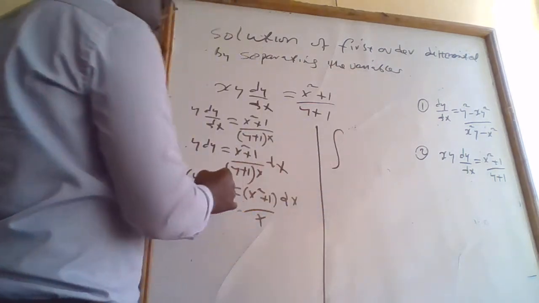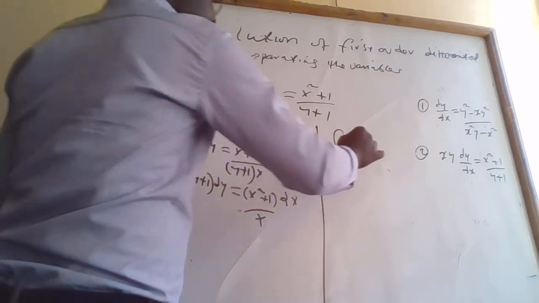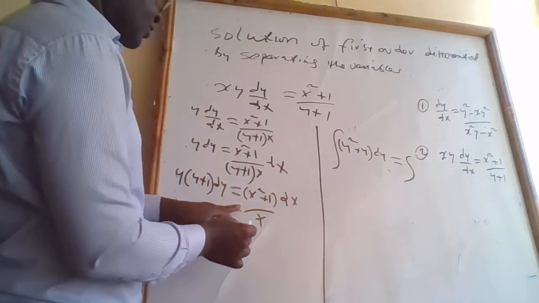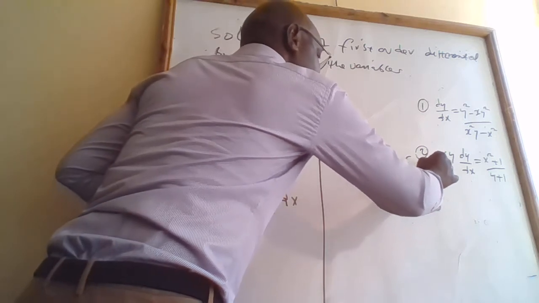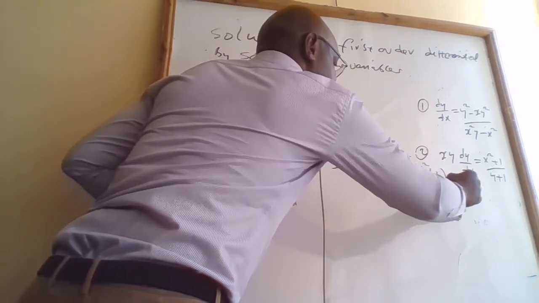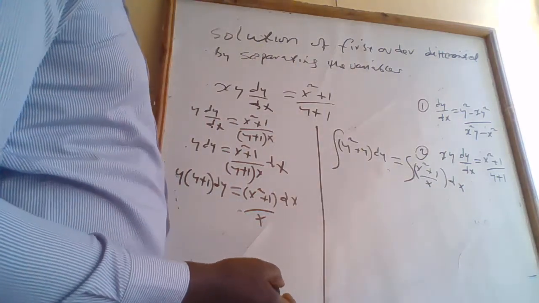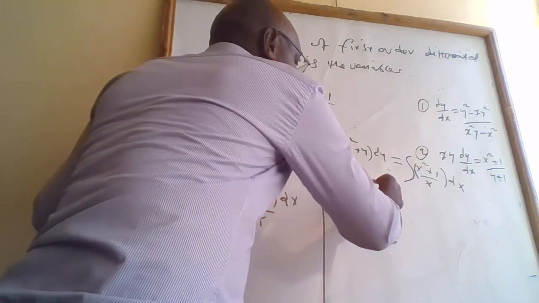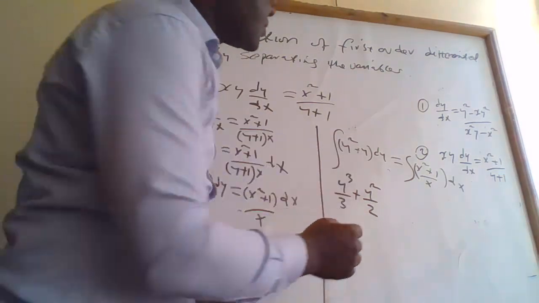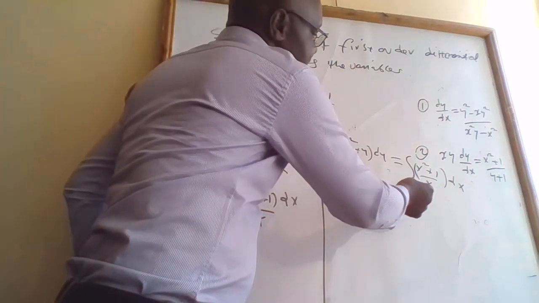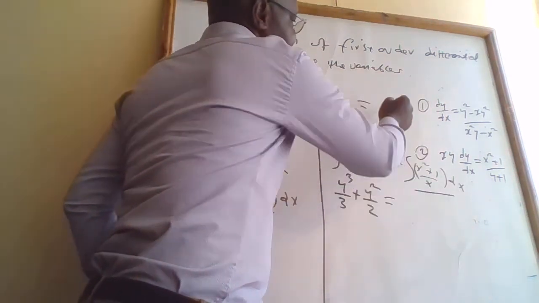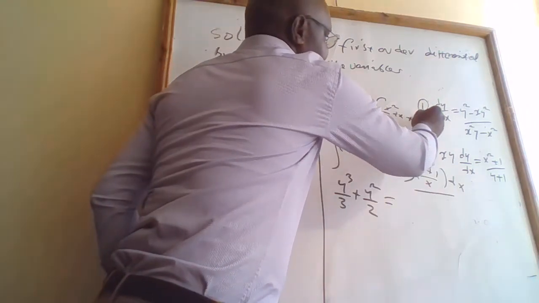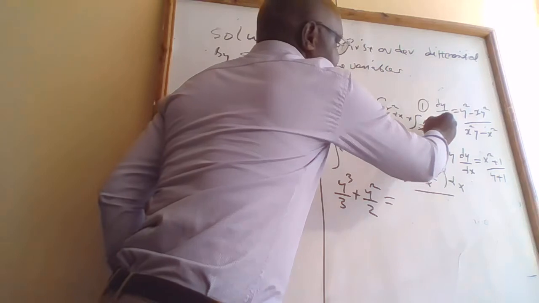So we have the integral of (y squared plus y) dy equals the integral of (x squared plus 1) over x dx. When you integrate y squared, you get y cubed over 3, plus y squared over 2 from integrating y. But before we integrate the right side, remember this is the same as the integral of x squared over x dx, plus the integral of 1 over x dx.